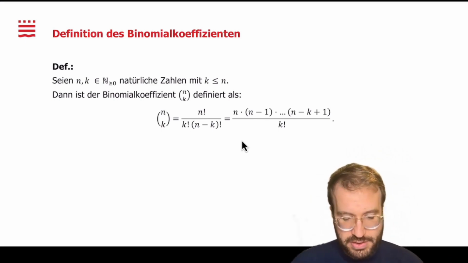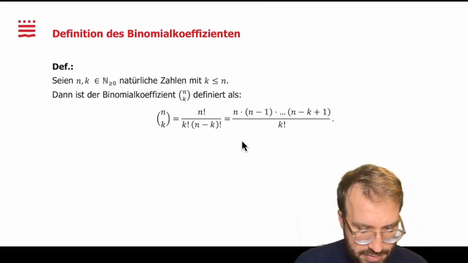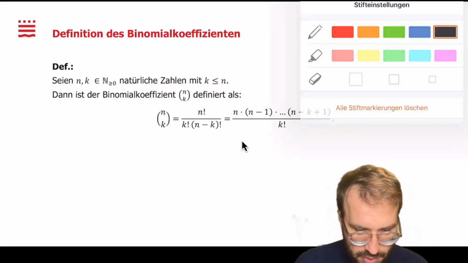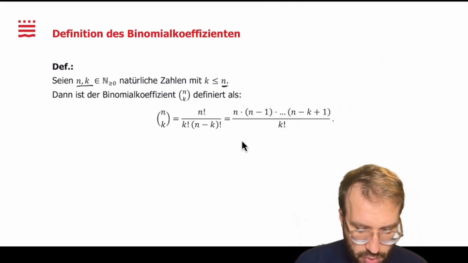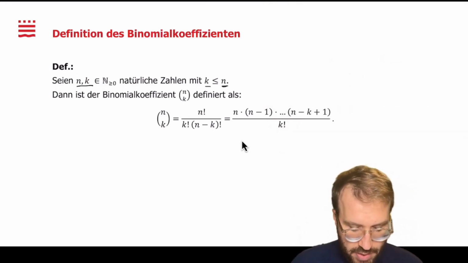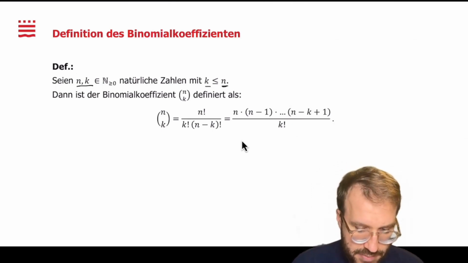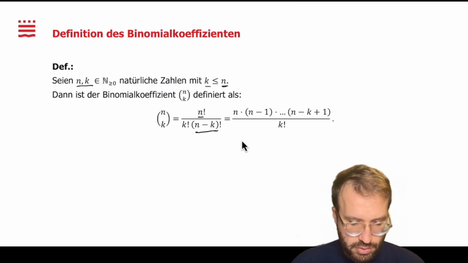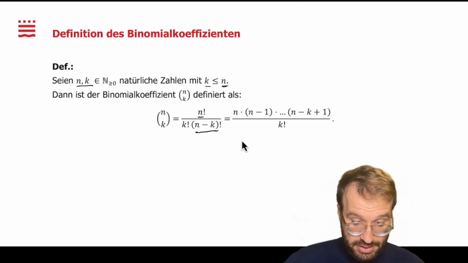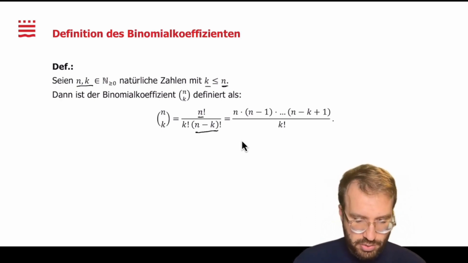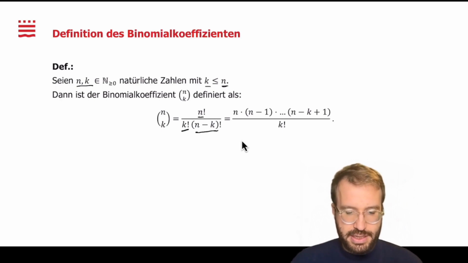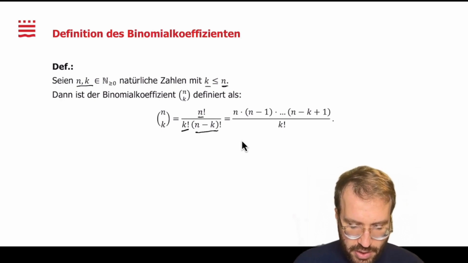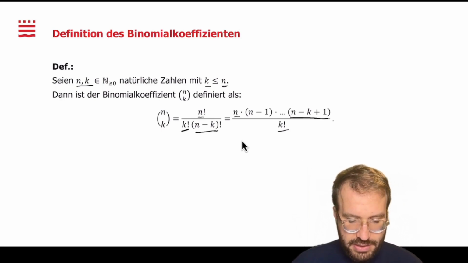So if we have two natural numbers, n and k, where n is greater than or equal to k, 0 is also allowed, I can say again how we deal with 0, then the binomial coefficient n over k is defined as n factorial divided by n minus k factorial. So that was the first part. That's the number of possibilities taking the order into account. And then we divide by k factorial again, to disregard the order. And of course we can also write that as this product here. That would be the other way of writing it.